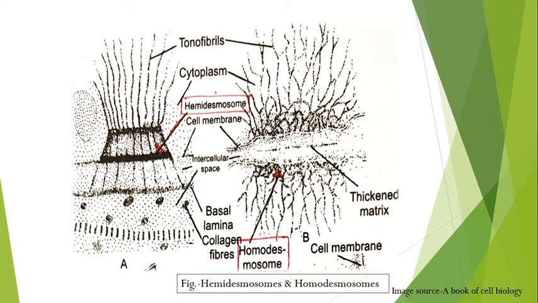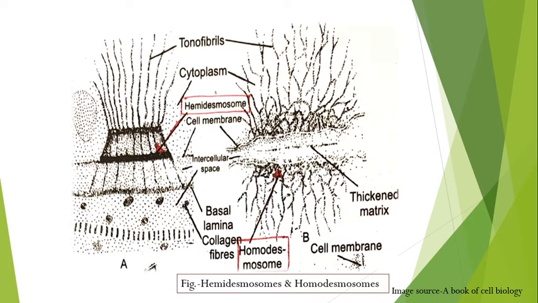And the second diagram is the homodesmosomes. Homodesmosomes are named according to their function. They bind an area of the cell surface of one cell to desmosomes on the cell surface of another cell, not a similar cell, another different cell.